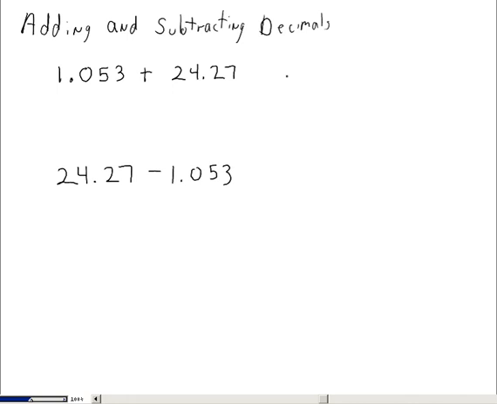Now, even if you see the problem written horizontally like that, I would write it vertically. So let me go ahead and rewrite the problem. 1.053, vertical means up and down, so let's write it that way. 1.053, and the other number is 24. So what I'm going to do is, see, this has 0 in the tens place, so I'm going to move the 24 over here so that the decimal point lines up.